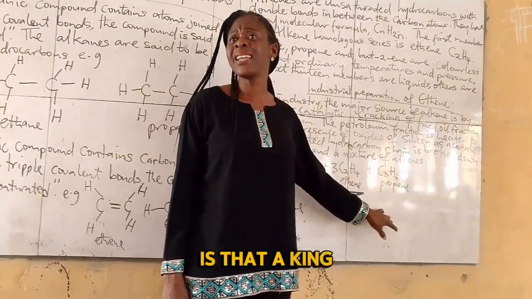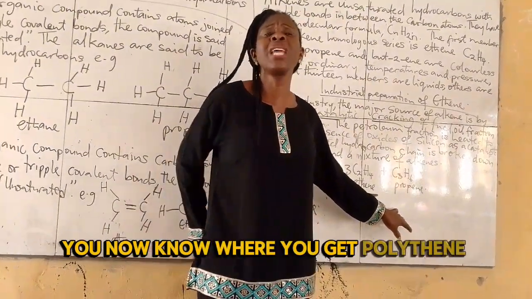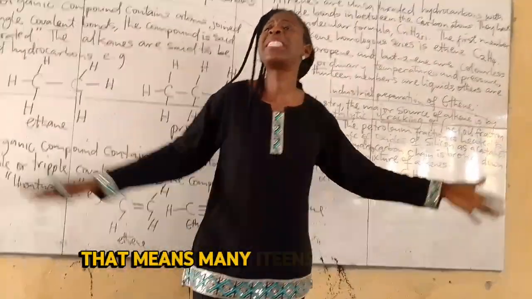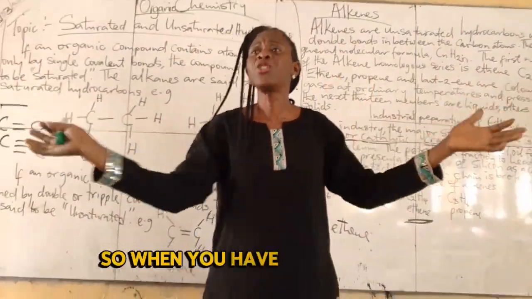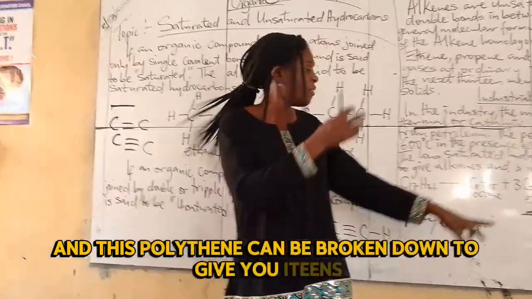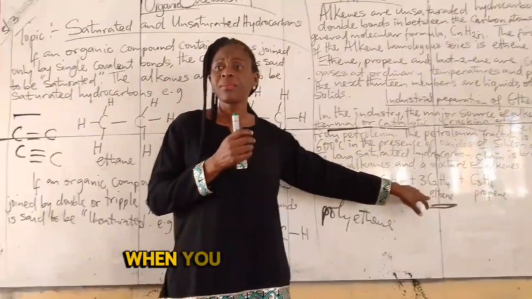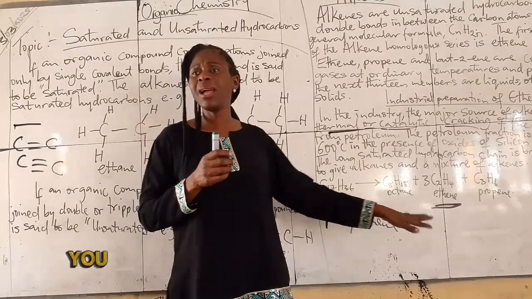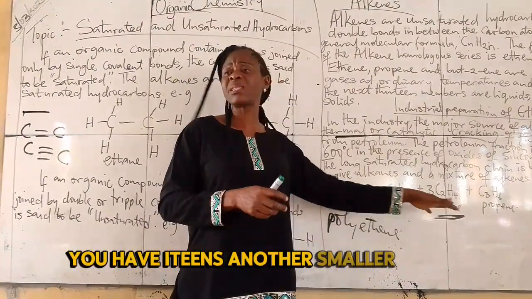Is that taken? You now know where you hear polythene from. Polythene means many ethene put together. So when you have plenty of them, they become polythene. And this polythene can be broken down to give you ethene and other smaller alkenes.